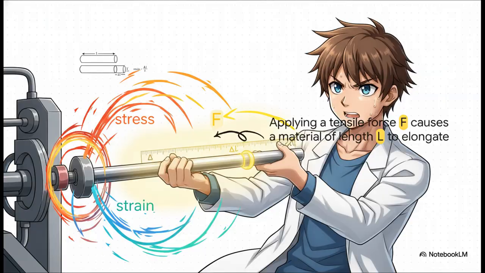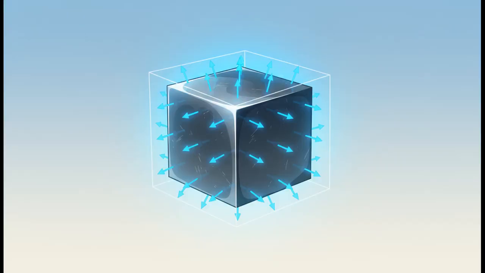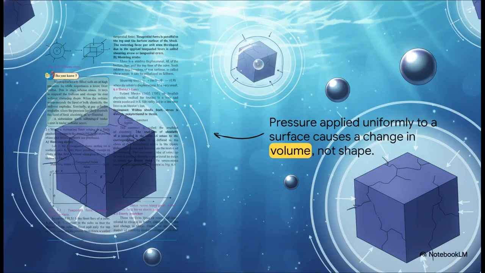Simple enough? Next up, we have volume stress, which is sometimes called hydraulic stress. This happens when a force is squishing an object evenly from all sides at once. The absolute classic example of this is dropping something deep into the ocean. The water pressure pushes in on it from every single direction. Now, this doesn't really change the object's shape, but it does compress it, making its total volume just a little bit smaller.